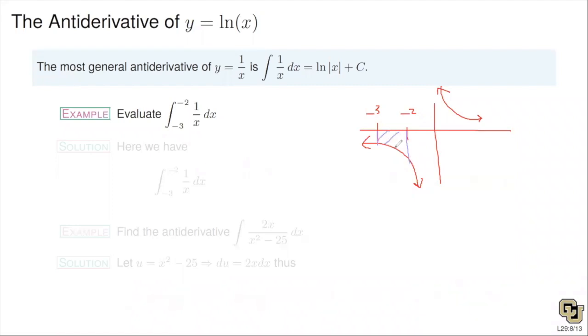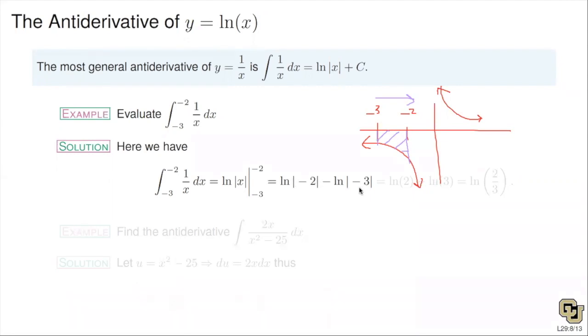So we're expecting the answer here to be negative, okay? Because you see the region is below the x-axis. I'm integrating from -3 to -2, so I'm expecting the answer to be negative. Okay, so let's see what happens. For the antiderivative, I'm using the most general antiderivative, ln of absolute value of x. Now I'm doing F of b minus F of a. Absolute value of -2 is just 2. Absolute value of -3 is just 3.